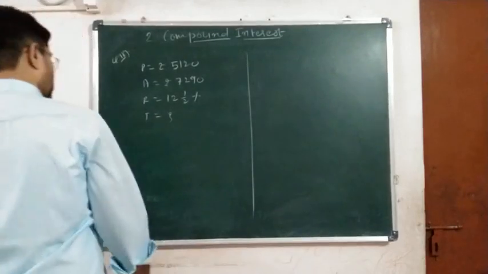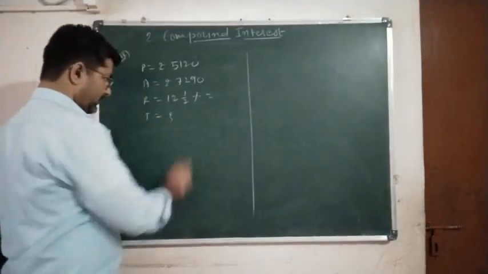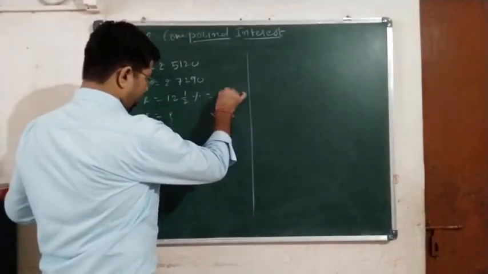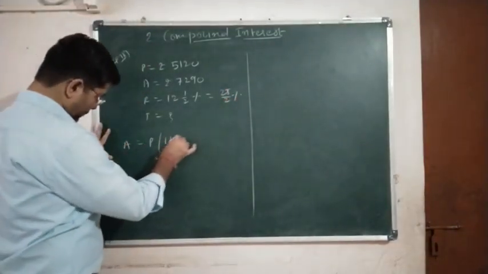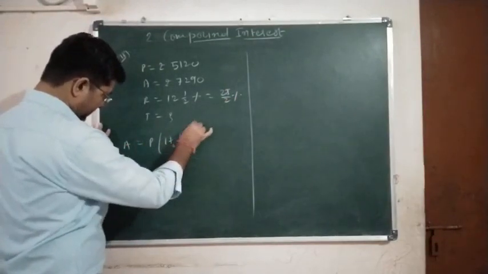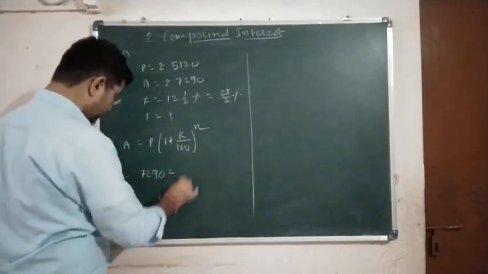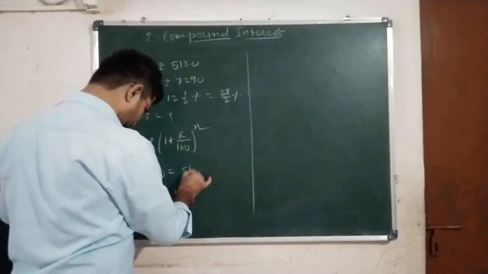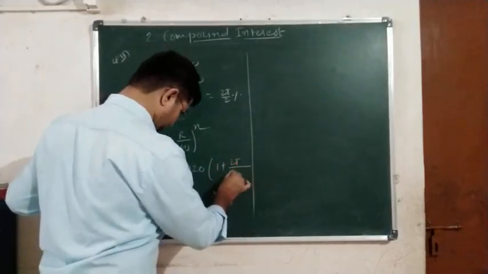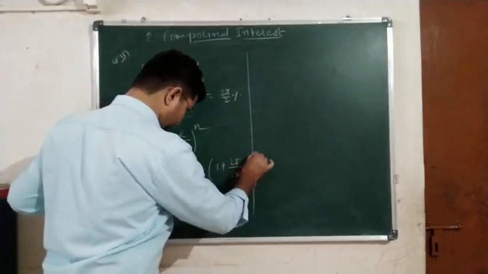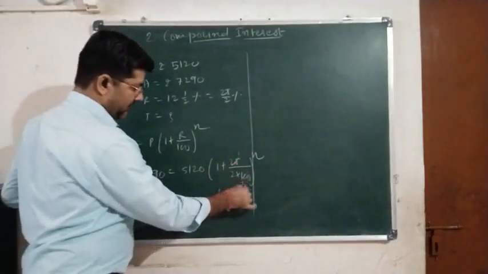Clear? So again we'll put the formula to calculate the amount. Rate will be 25/2%. A is equal to P into bracket 1 plus R upon 100 raised to N. Therefore amount 7290 is equal to principal 5120 into 1 plus rate 25/2 upon 100 raised to N. We have to find out N. Here inside the bracket, 25 ones are 25 and 4 twos are 8.